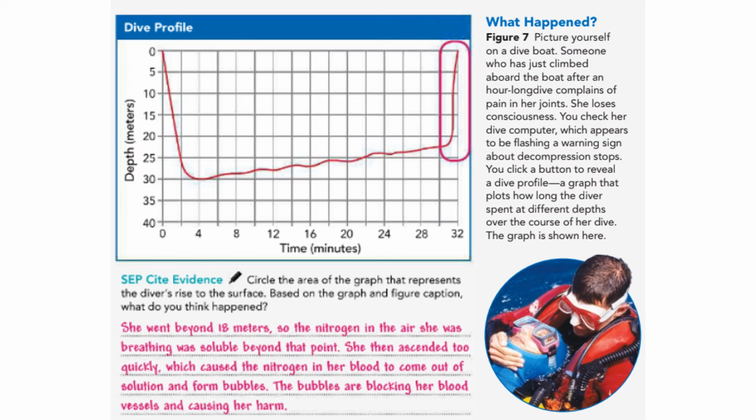So we're going to circle this area over here to the right where she comes up, and she went beyond 18 meters, so the nitrogen in the air she was breathing was soluble beyond that point. She then ascended too quickly, which caused the nitrogen in her blood to come out of solution and form bubbles. The bubbles are blocking her blood vessels and causing her harm.